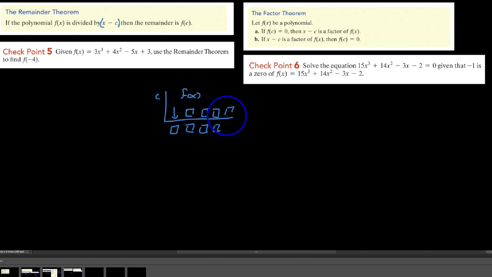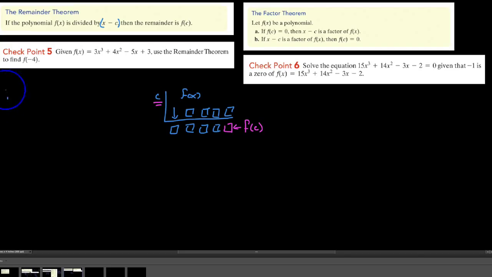But the idea is that this last number that you see right here, which is the remainder, is actually equal to f of c. So the nice thing about this remainder is that it's not just the remainder, it's actually the y value you get when you plug this into the function. That allows us to do things like checkpoint 5 here. Given this third degree polynomial, it says use the remainder theorem to find f of -4.